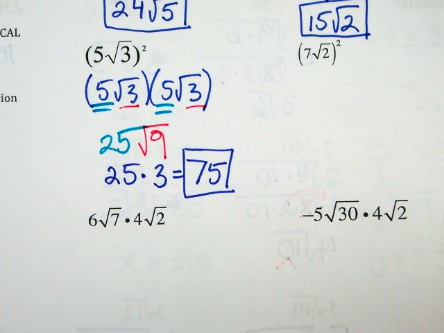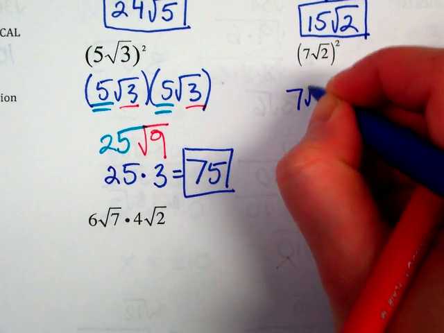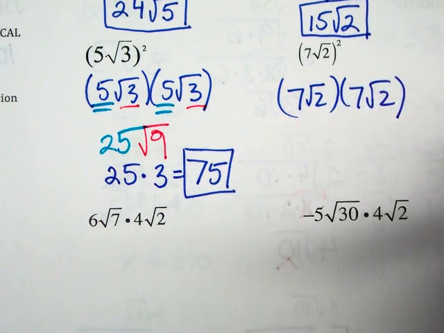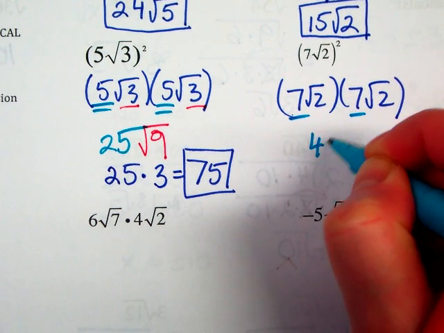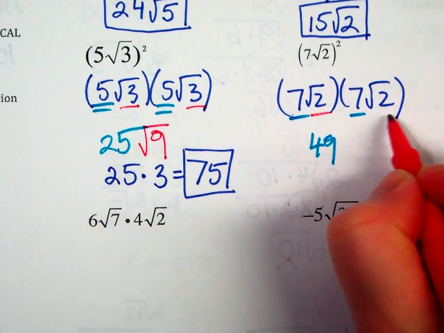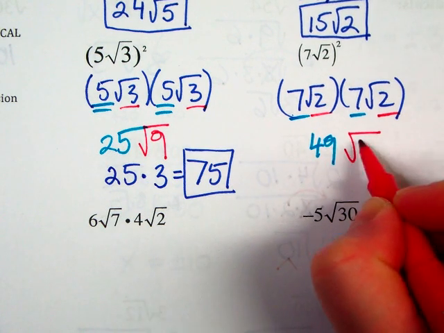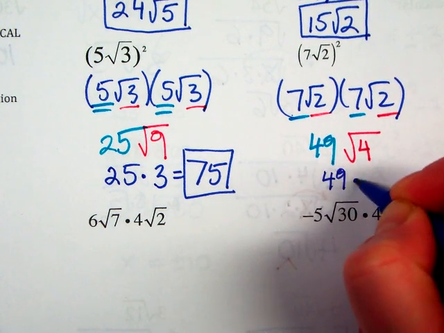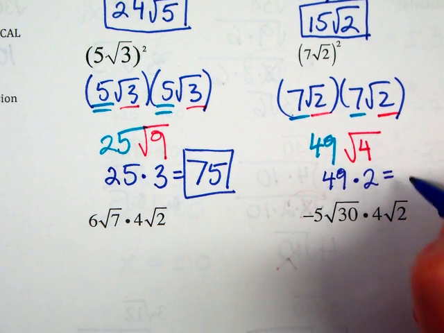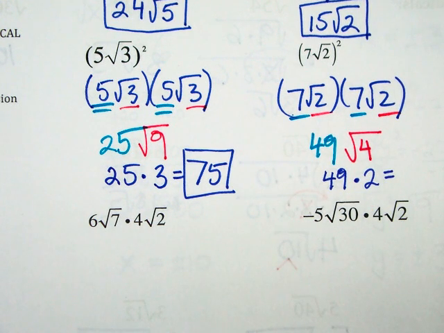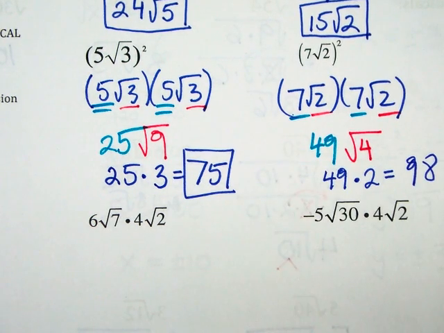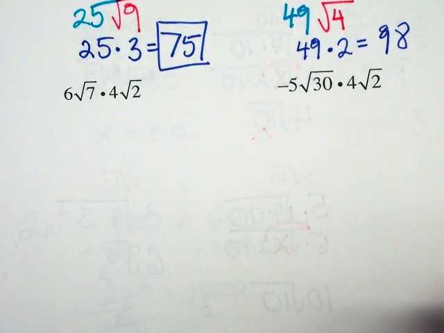Next one, 7 root 2 times 7 root 2. 7 times 7 is 49. Root 2 times root 2, well, that's square root of 4. So this is really like 49 times the square root of 4, which is 2. So this is 98. All right. The next two examples, make sure you copy them completely.